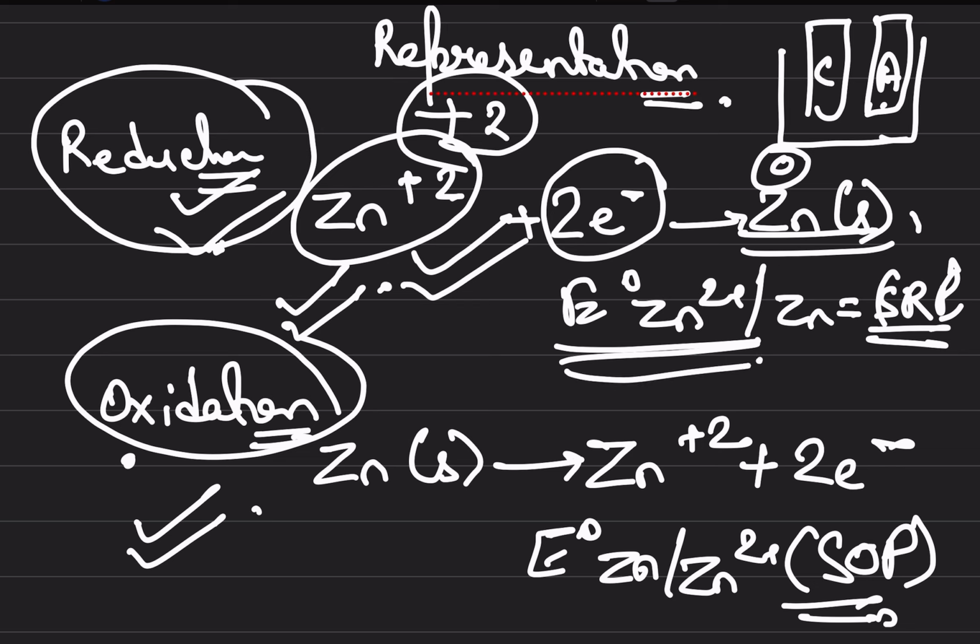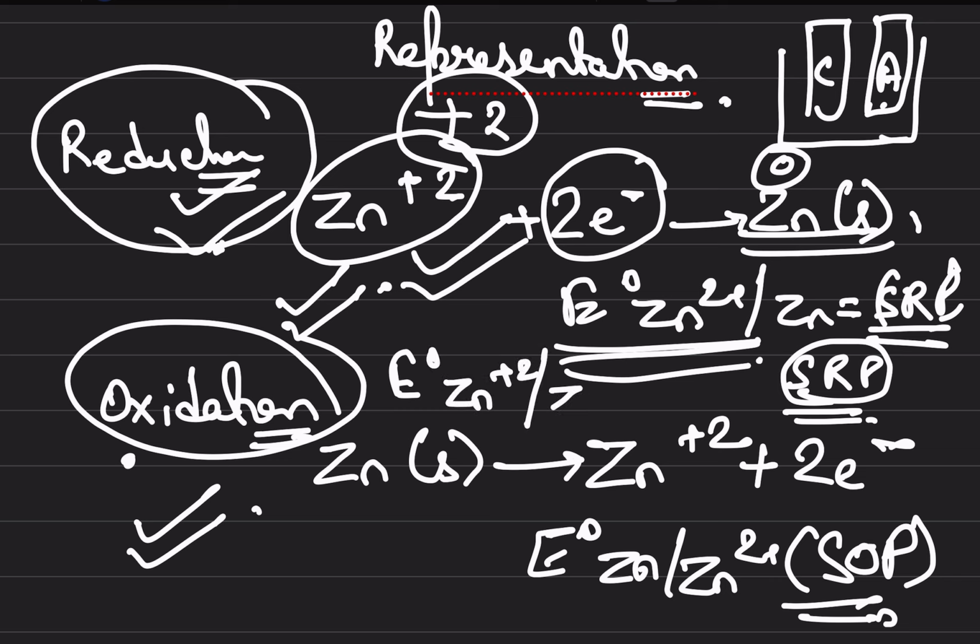This is the standard reduction potential, or SRP, for this reaction. How do we represent it? It is represented by E° Zn2+/Zn. Like this, the standard reduction potential is represented.